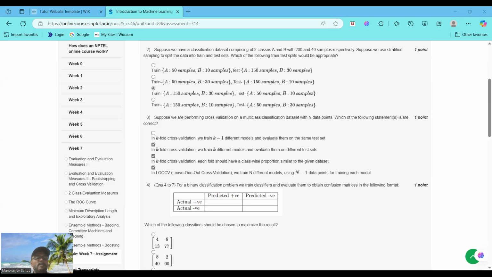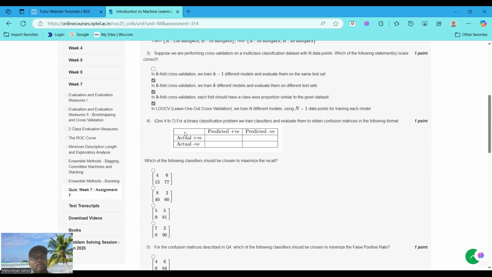In k-fold cross validation, we train K models, each evaluated on a different test fold, that is 1 by K of the data, while the remaining K minus 1 by K is used for training. Option C is also true: for classification tasks, stratified k-fold cross validation is preferred, ensuring each fold preserves the class proportions of the original dataset. Option D is also true because in leave-one-out cross validation we train n models, one for each data point, using n minus 1 points for training and leaving one out for testing. So the correct options are B, C, and D.